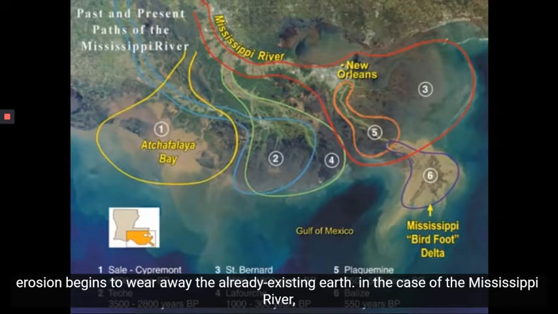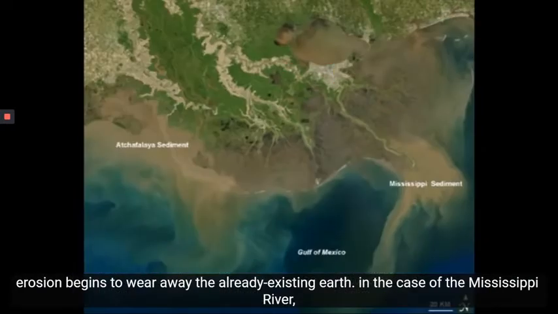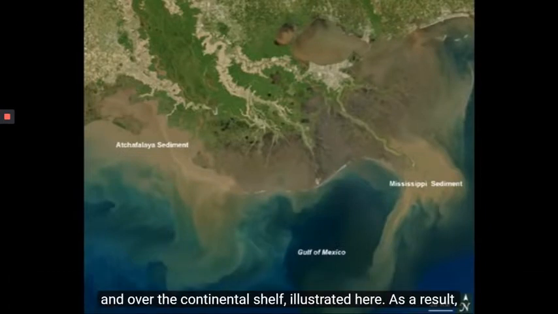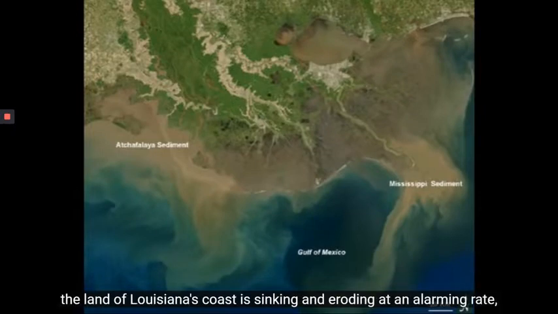In the case of the Mississippi River, these levees also mean that all of the sediment carried by the river is dumped uselessly into the Gulf of Mexico and over the continental shelf, illustrated here. As a result, the land of Louisiana's coast is sinking and eroding at an alarming rate, and people's homes and livelihoods are again in jeopardy.